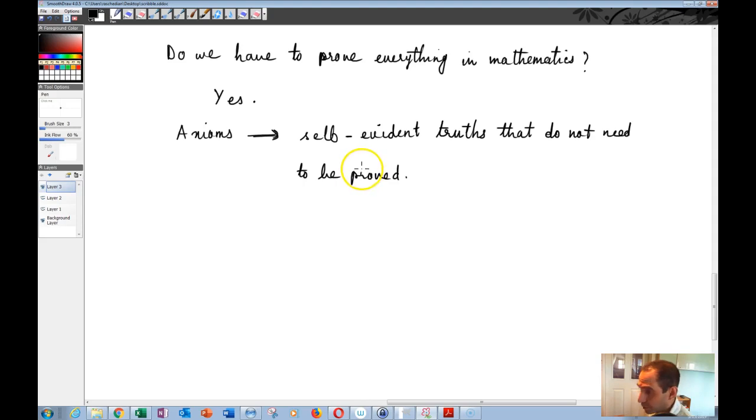So basically, then you can say that every area in mathematics is based on some statements which are assumed to be true, and then you do not simply need to prove them. And these are self-evident truths that do not need to be proved, which are called axioms.